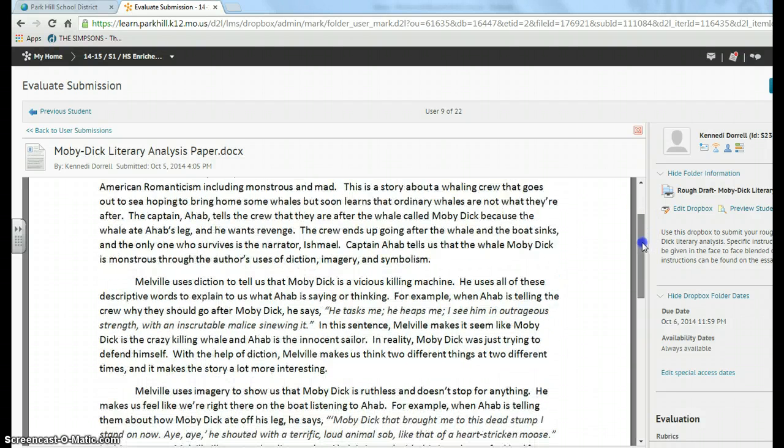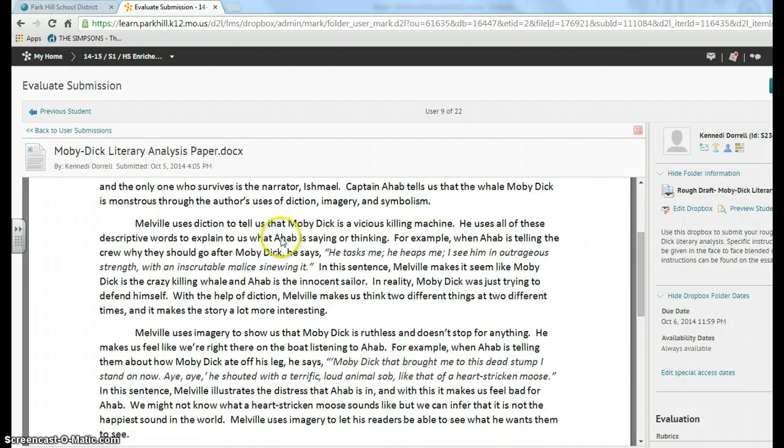Okay, for your very first paragraph, using the term Melville uses diction to tell us that Moby Dick is a vicious killing machine, I would again add something like through the eyes of Captain Ahab, because this almost makes it sound like Melville thinks Moby Dick is a vicious killing machine, when in reality he's trying to portray Ahab as feeling that way.